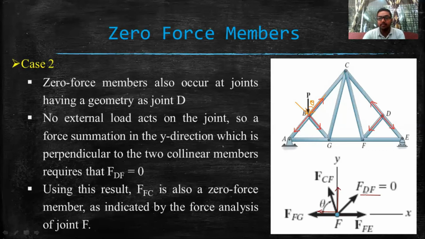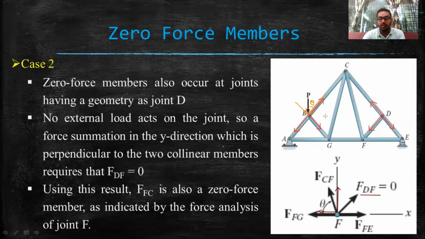So in this particular case, FDF is 0, that's why FCF is 0. And if we look at joint G, the same configuration, but in this case the member force CG is not 0 because the member force BG is not 0. As the member force BG is not 0, there will be some contribution of member force BG in the vertical direction, and that will be resisted by the component of member force GC that is acting in the vertical direction.